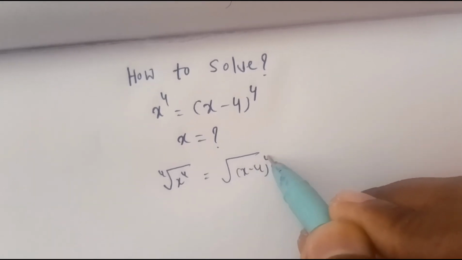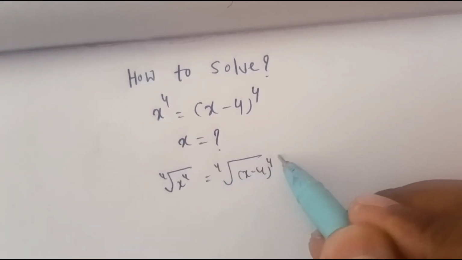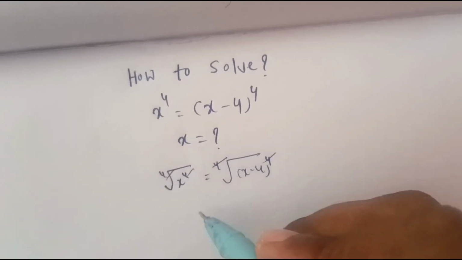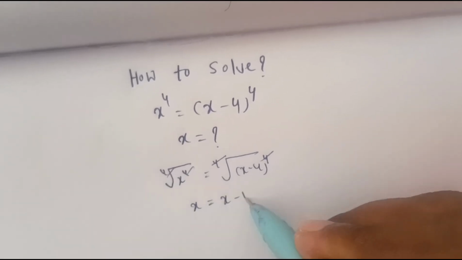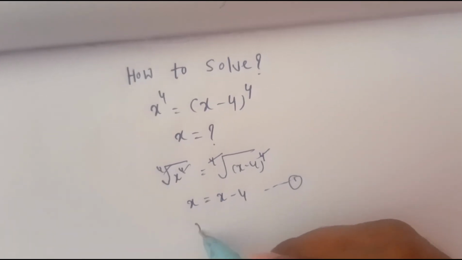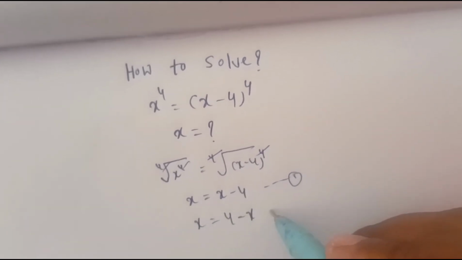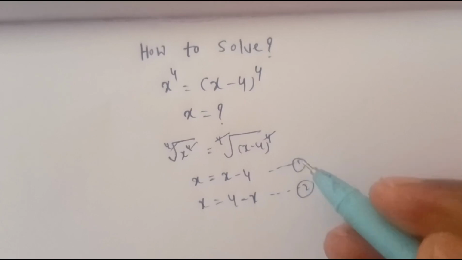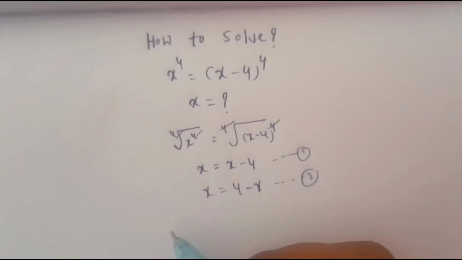We get x is equal to x minus 4. This is equation number 1. x is equal to 4 minus x. This is equation number 2. Let us take equation number 1.